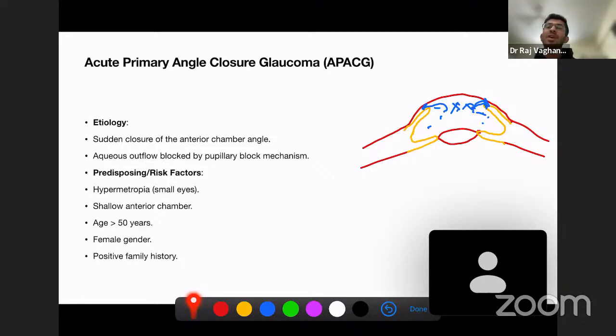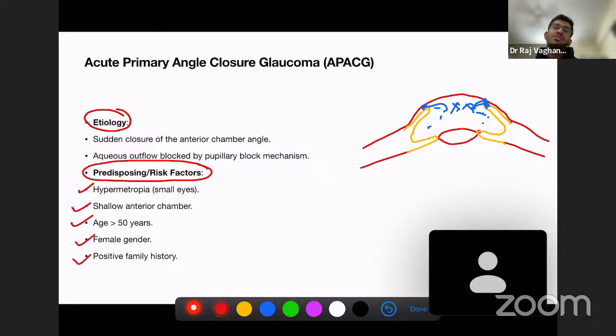Now, what are the predisposing factors? Hypermetropia. In primary open angle glaucoma, the risk factor was myopia, but here the risk factor is hypermetropia. So, the predisposing risk factors: hypermetropia, shallow anterior chamber, age greater than 50 years, female gender, and positive family history. Positive family history and age were there also. Three things are new here: there it was myopia, here it is hypermetropia; here it is shallow anterior chamber and female gender. There it was African or Asian ethnicity. So you have to remember the etiology and the predisposing or risk factors of angle closure glaucoma.